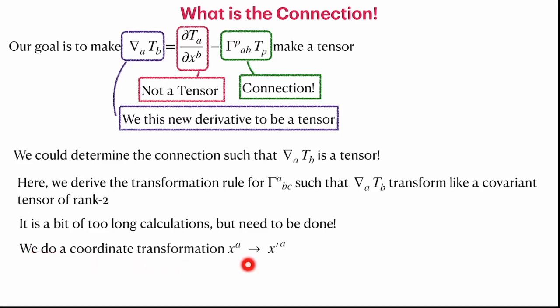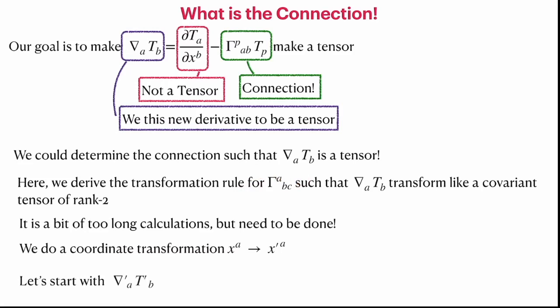Here the idea is we are doing a coordinate transformation from x^a to x prime a. Then we transform these quantities and make sure that our new differential operator transforms like a tensor, and then we'll see whether we can get a constraint on the transformation of gamma^a_bc.